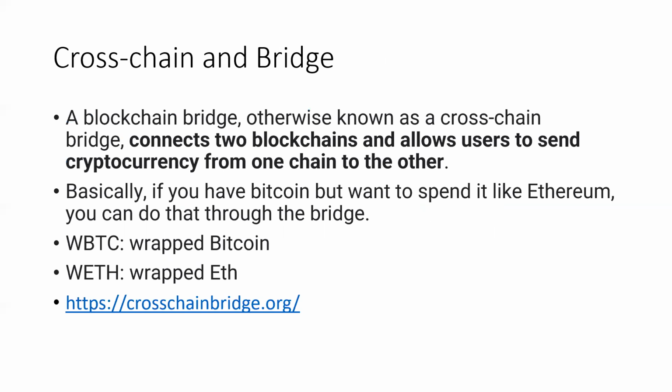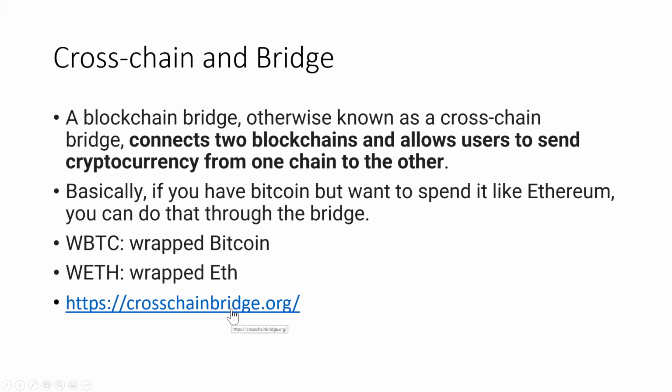Another topic is cross-chain and the bridge, because we talked about how there are many blockchain networks. They used to be separate from each other. But the latest update is the blockchain bridge. So what is a bridge? A bridge connects two blockchain networks and allows users to send cryptocurrencies from one chain to the other. For example, you may see WBTC. WBTC stands for Wrapped Bitcoin. That is to wrap the Bitcoin so it has the same value on two different blockchains. Or you may see wrapped Ether.